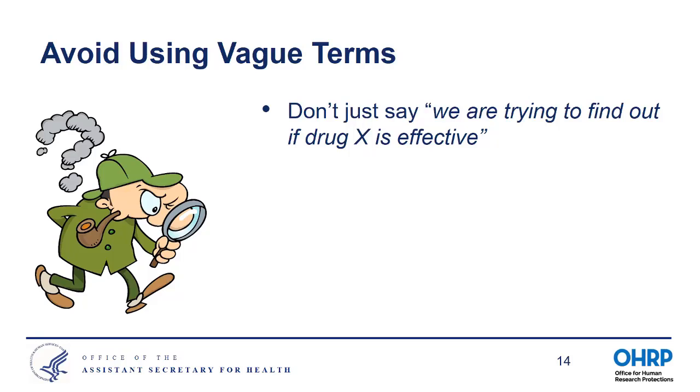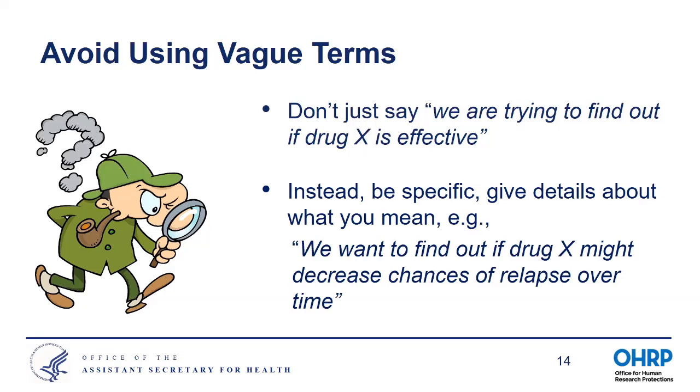So if you have a study that is going to look at an interventional drug, for example, it's probably not enough to just say, we're trying to find out if this drug is effective. Well, what does effective mean? Do you mean it's going to cure me of my addiction? Or do you mean it is going to make me feel better right now, or it's going to lessen my cravings? What exactly do you mean by effective? So again, you say what you know.